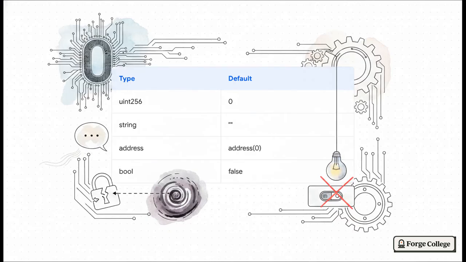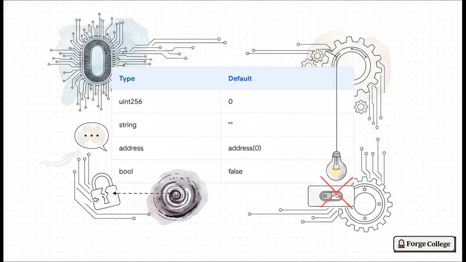Okay, so no, it doesn't crash. If you leave fields uninitialized, Solidity just defaults them to their type's zero state. For a uint256, like our ID, it defaults to exactly 0. For a string, it defaults to an empty string. The wallet address, that defaults to address 0, which is effectively the burn address. And for a Boolean, like our active status, it defaults to false.